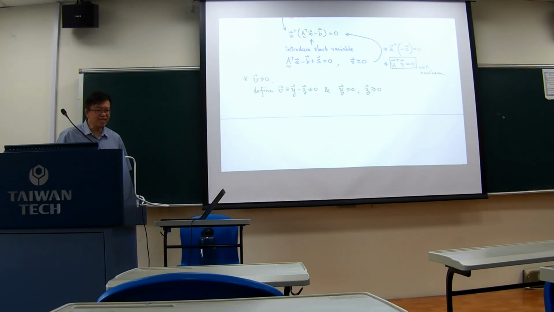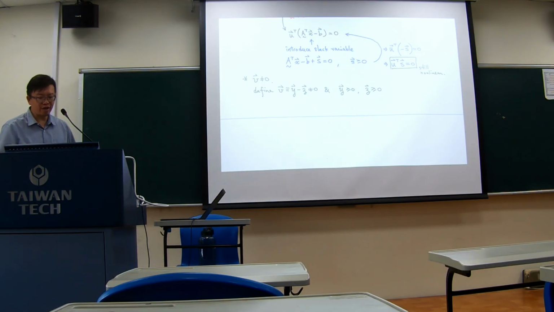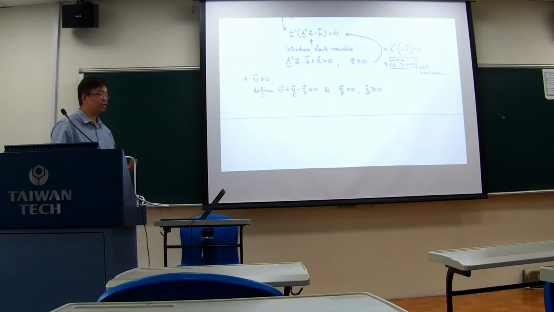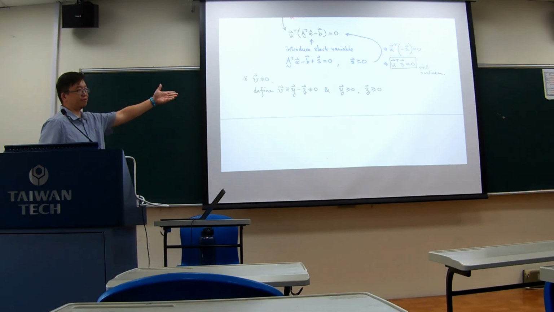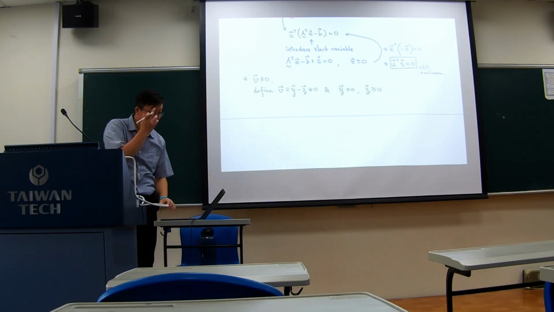Okay, we define v equals y minus z, two different vectors. So as long as y is not z, then v is not zero. And we define y and z in such a way that y and z are always positive or zero. There are reasons why we do that, but this is how we define them at this point. But y and z are not the same, so that's a way for you to make sure v is not zero. Okay.